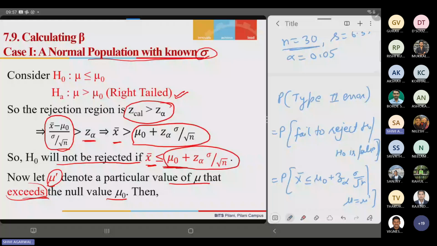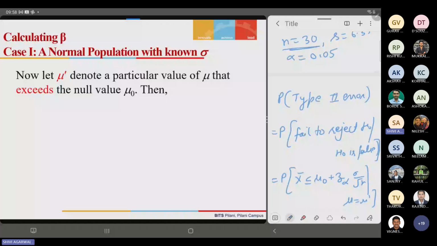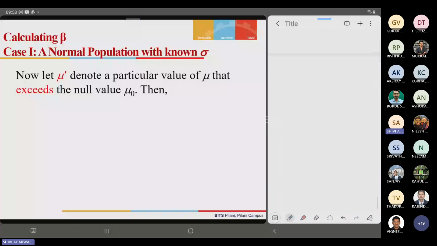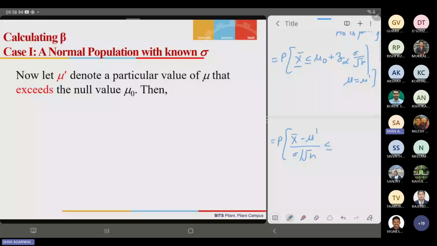Now we just find out, again, X bar follows the normal distribution. So we can say this is the probability that X bar minus mu dash upon sigma upon root n is less than or equal to mu naught minus mu dash plus, oh sorry, this is not mu 1, it is mu dash, it is mu dash plus Z alpha sigma upon root n, and the whole divided by sigma upon root n.